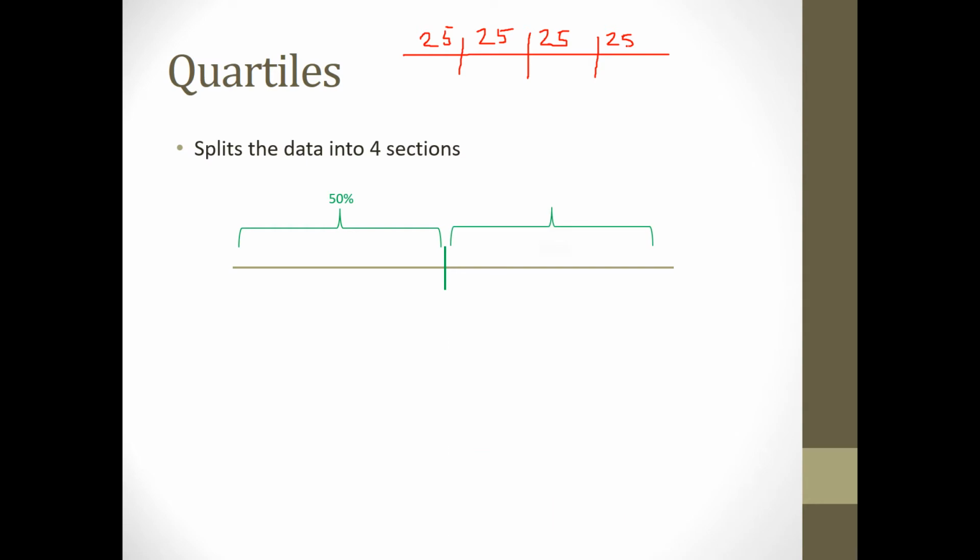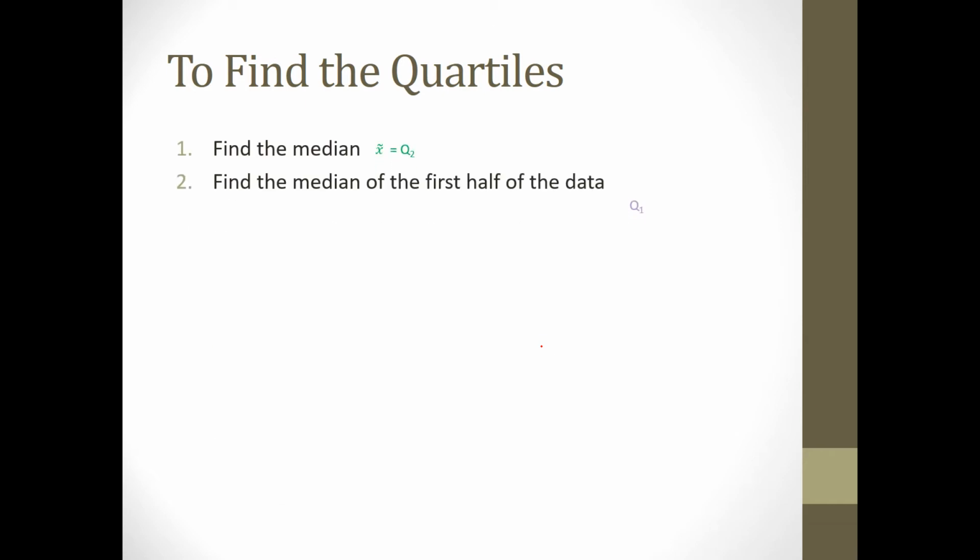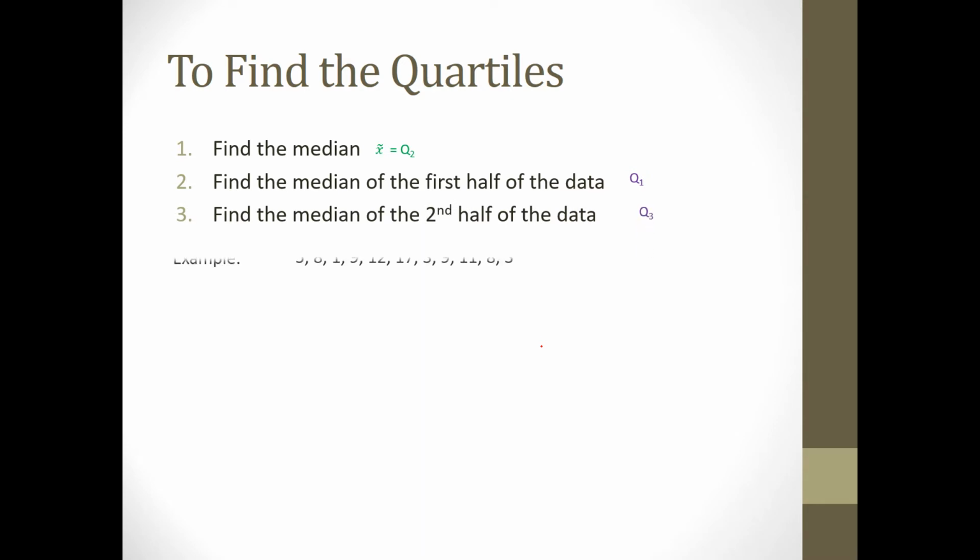Here we go. So that first cut splits half and half. And then I'm going to have another cut that splits it 25%. Okay, so I find my quartile 2, my median first, and then I find my quartile 1, and then I find my quartile 3. So first find the median, then find the median of the first half, and find the median of the second half.